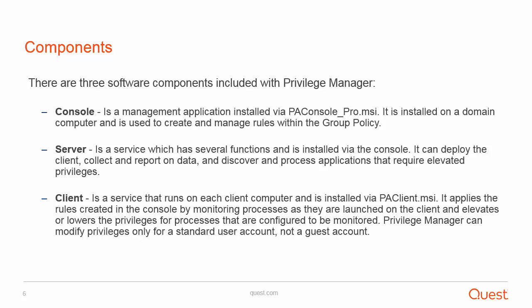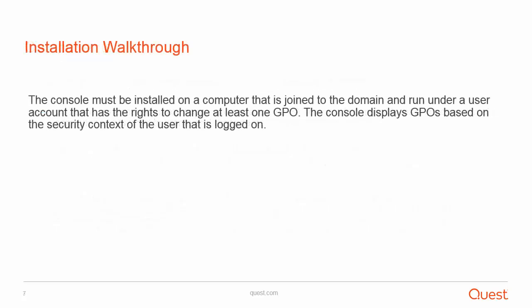At this point, we're going to do an installation walkthrough. As a reminder, the console must be installed on a computer that is joined to the domain and run under a user account that has the rights to change at least one GPO. The console displays GPOs based on the security context of the user that is logged on.